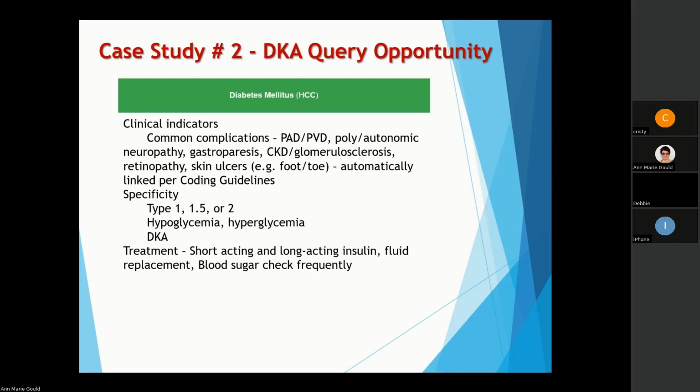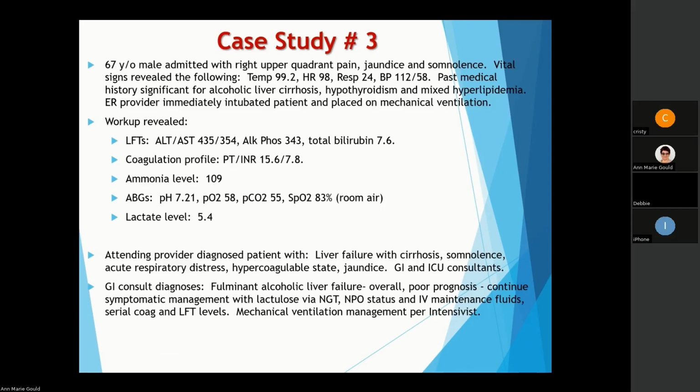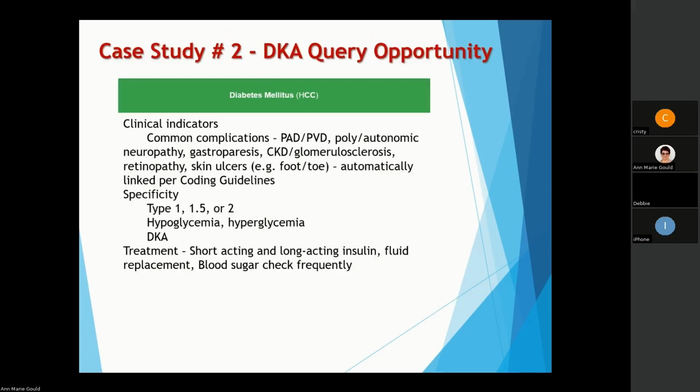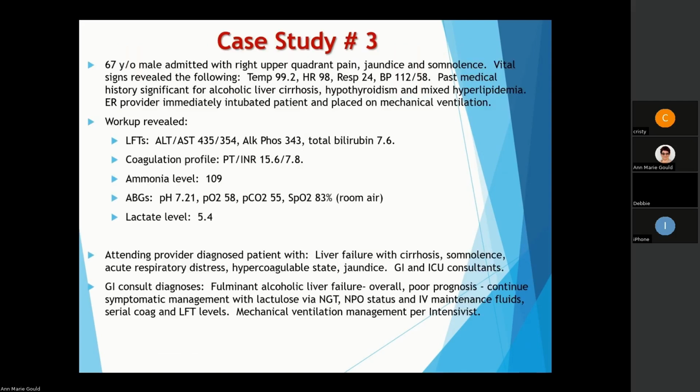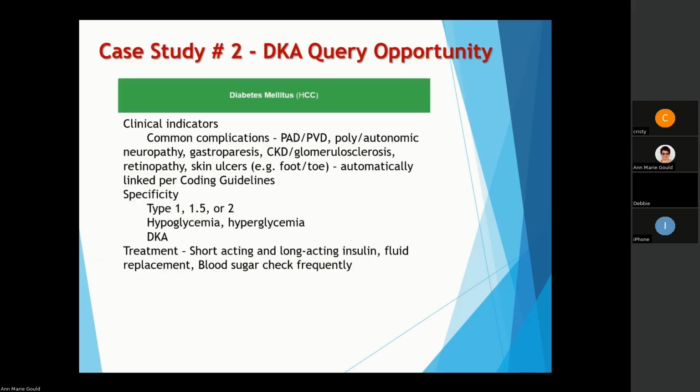Skin ulcers, if they're on the foot and the toe, then they're usually linked. But other skin ulcers in other parts, like your decubitus ulcers, you have to query those in other specific locations. Only diabetic foot and toe ulcers are automatically linked. Just remember that it's an HCC, so it's a biggie.